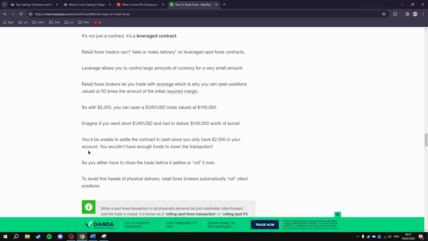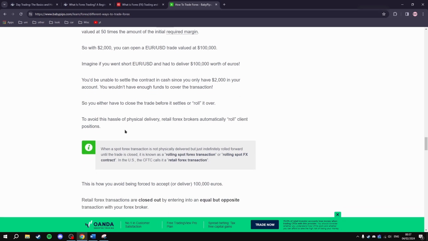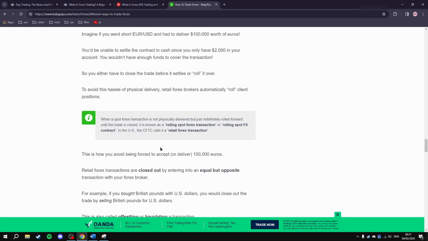Imagine if you went short. To avoid this hassle, retail brokers automatically roll client positions. When a spot forex market transaction is not physically delivered but just indefinitely rolled forwards until the trade is closed, it is known as a rolling spot forex transaction or rolling spot FX contract. In the US, the CFTC calls it a retail forex transaction. This is how you avoid being forced to accept or deliver 100,000 euros.